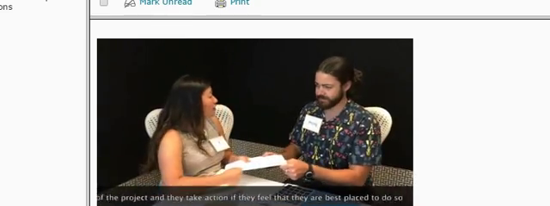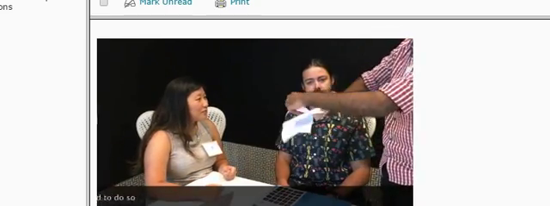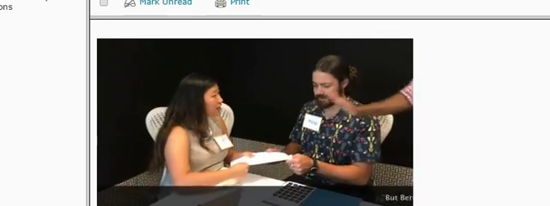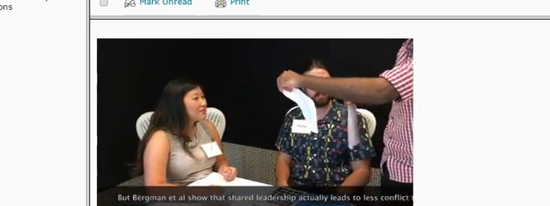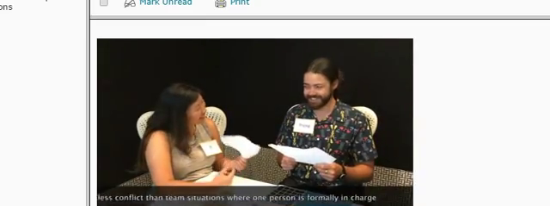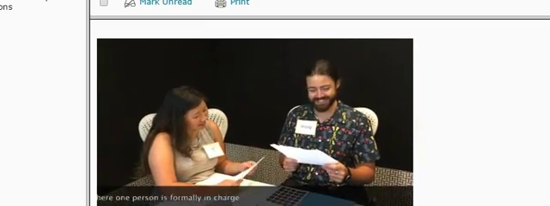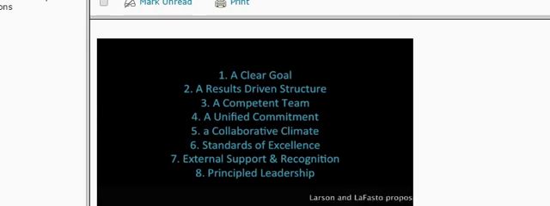Stepping up runs the risk of conflict. It takes courage for a team member to step forward and take the reins when a problem arises. But Bergman et al. show that shared leadership actually leads to less conflict than team situations where one person is formally in charge. Larson and LaFasto propose that there are 8 conditions required for a successful team leadership situation.